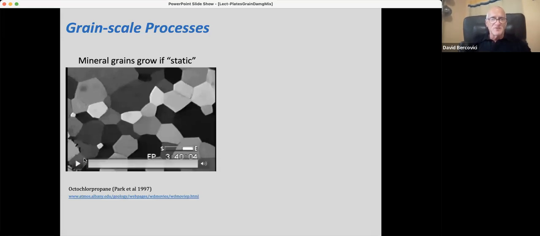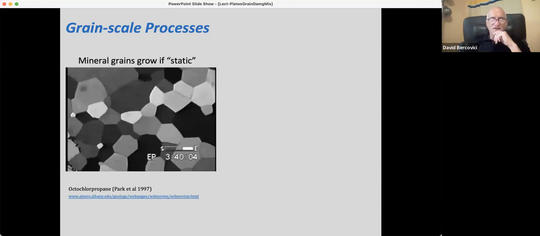Okay, see if I can play this movie a little bit more. One of the things you'll notice in this, if I do nothing to this, it's just static, the big grains will eat the small grains. So you see in my arrow, you see a little small grain, you see big grains, and the big grains eat the small grains because surface tension that is wrapped around any of these grains always squeezes the grain.